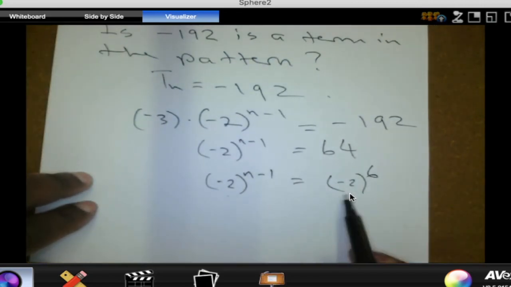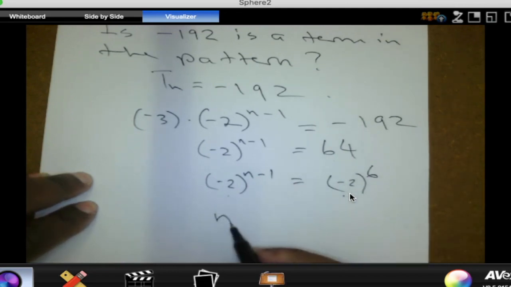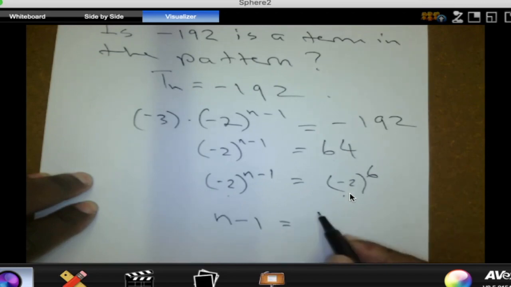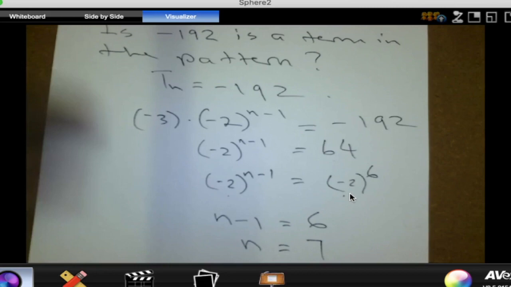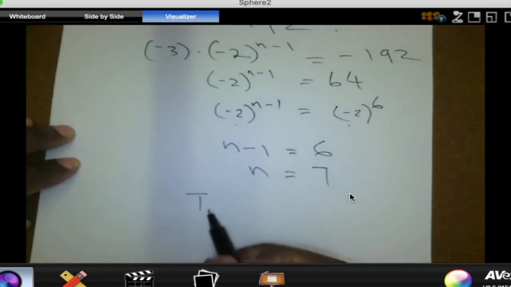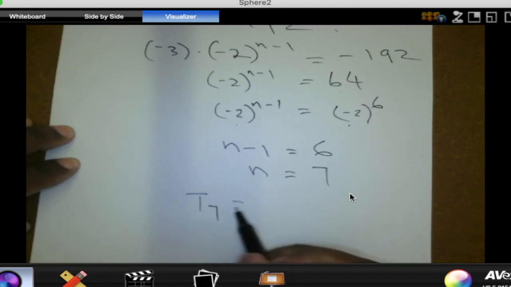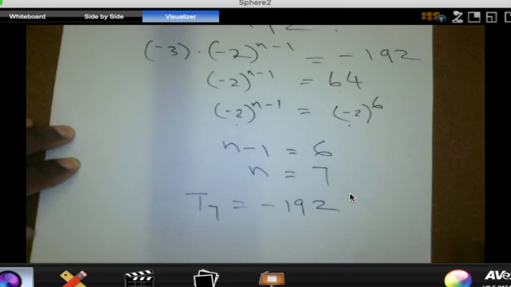So if the bases are equal, then the exponents must also be equal. So it means n minus 1 should be equal to 6. So you can just drop the bases now. And what do we get n equal to? So n is equal to 7. So what does that tell us? This means the 7th term in the pattern is actually negative 192. So yes, negative 192 is a term in this particular number pattern.